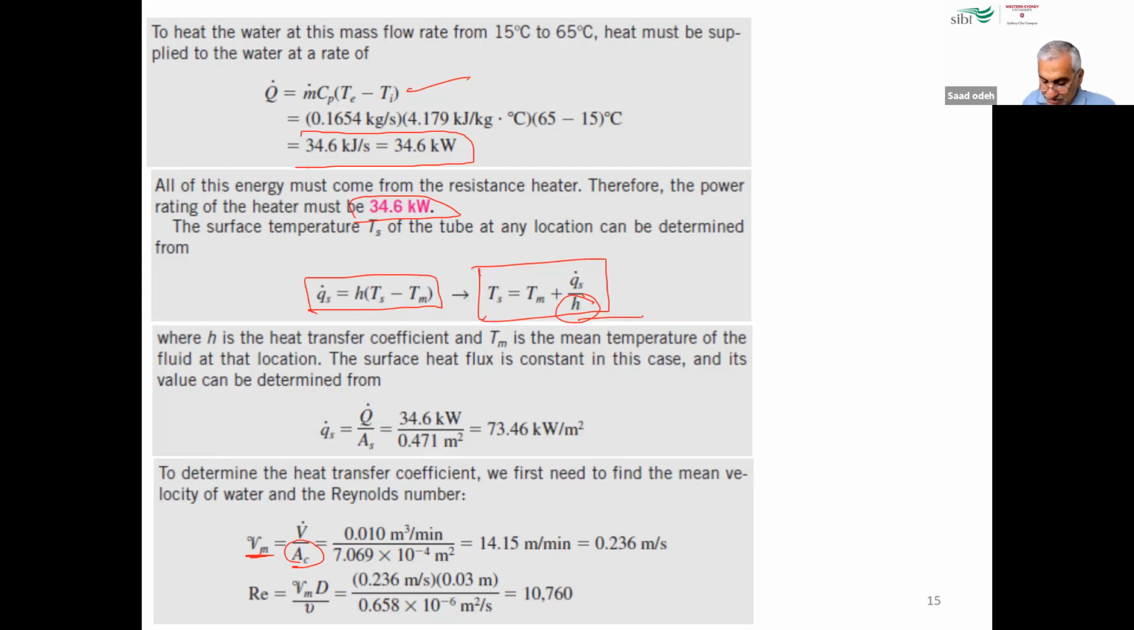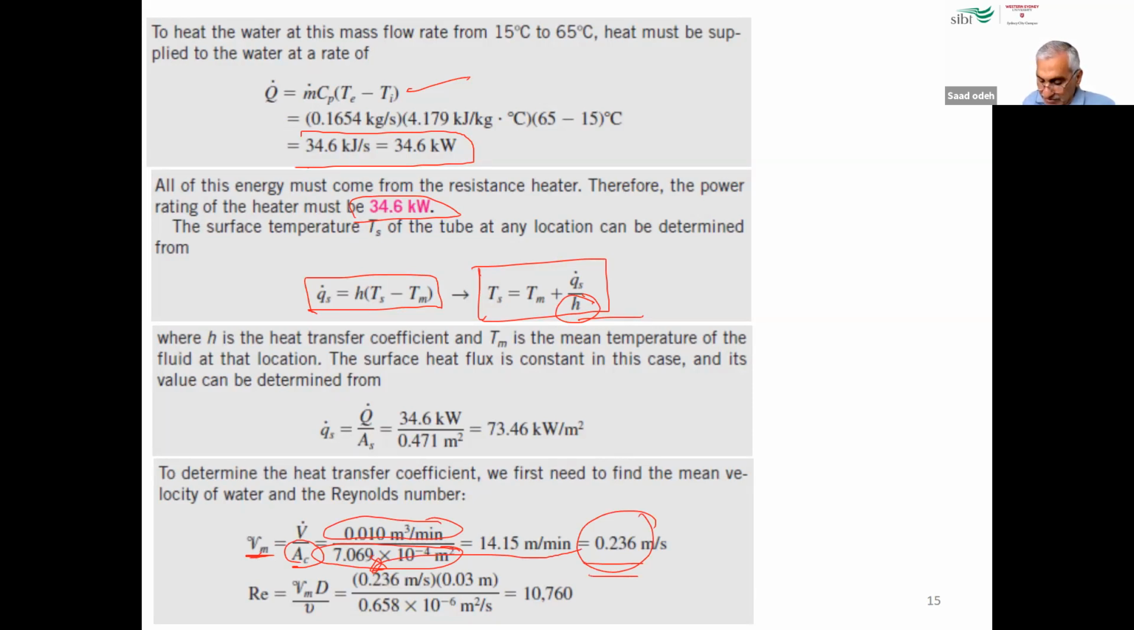So we know the cross-sectional area of the tube. You just need to divide the volume flow rate by the cross-sectional area to get the velocity in meters per second. Then we can use this velocity in the Reynolds number equation and find out the value of Reynolds number.